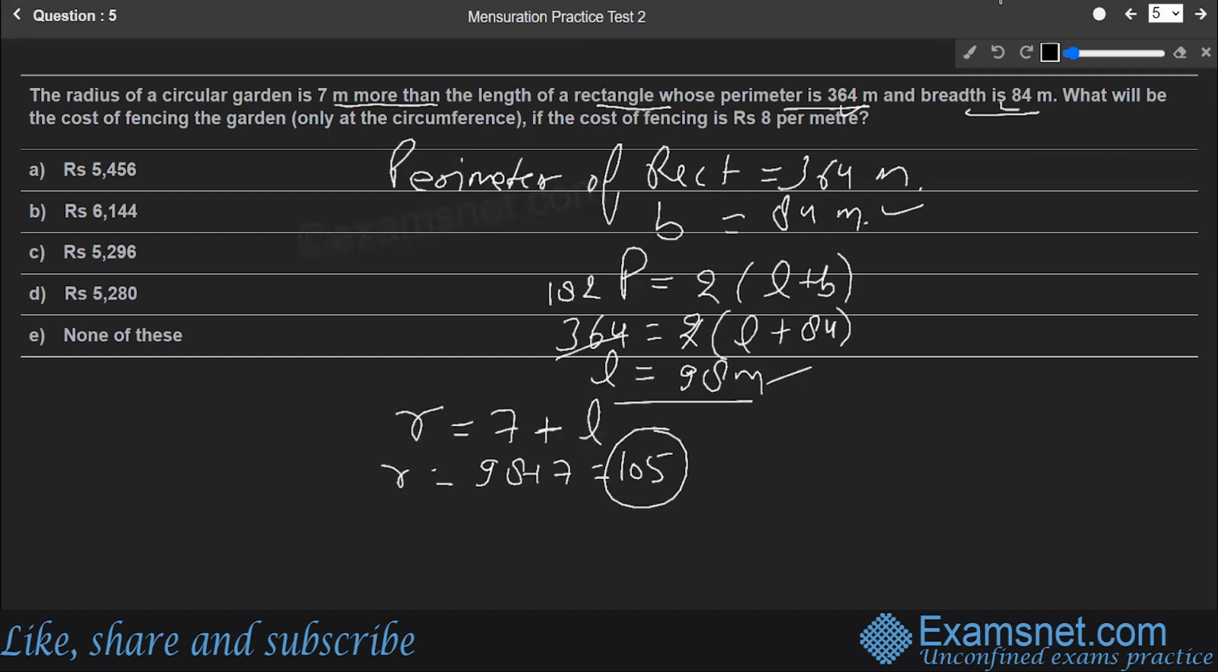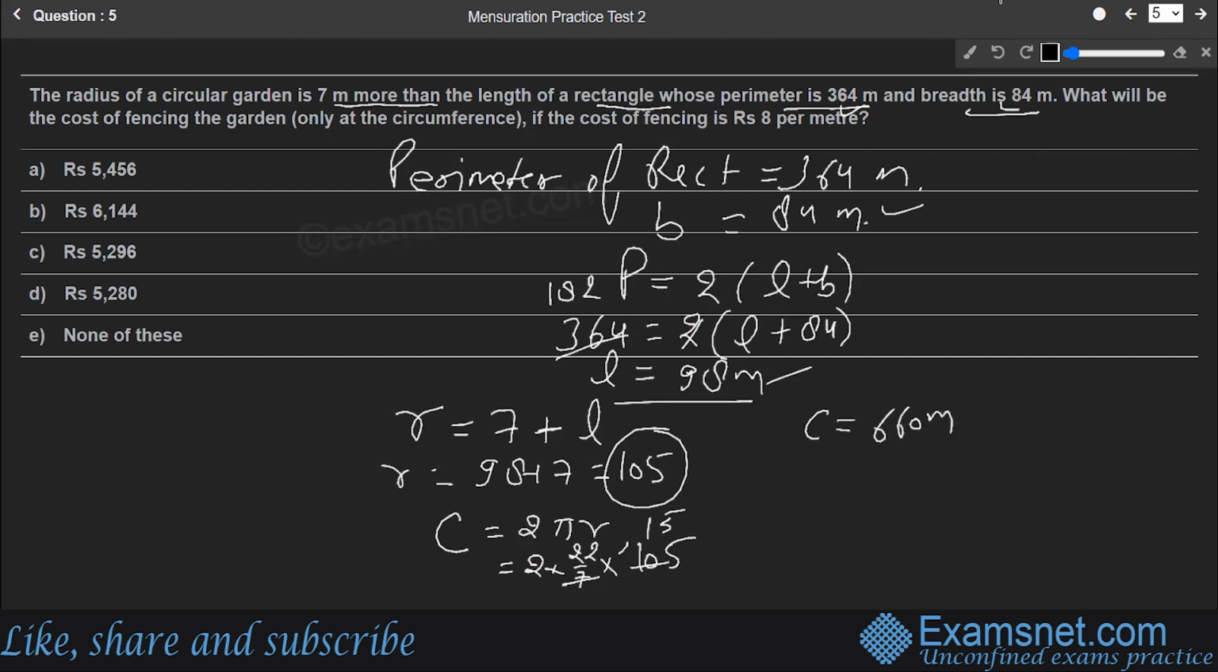After that, what will be the cost of fencing the garden if the cost of fencing is 8 rupees per meter? Fencing is done on the circumference, so we need to find out the circumference of the circle first. The circumference of a circle is given as 2 pi r. Let's put down our value of radius. So it's going to be 2 into 22 by 7 into the radius value, 105. We can cut down this number. 7 1s are 7, 7 3s are 21, 7 5s are 35. So the circumference value comes out to be 660 meters.